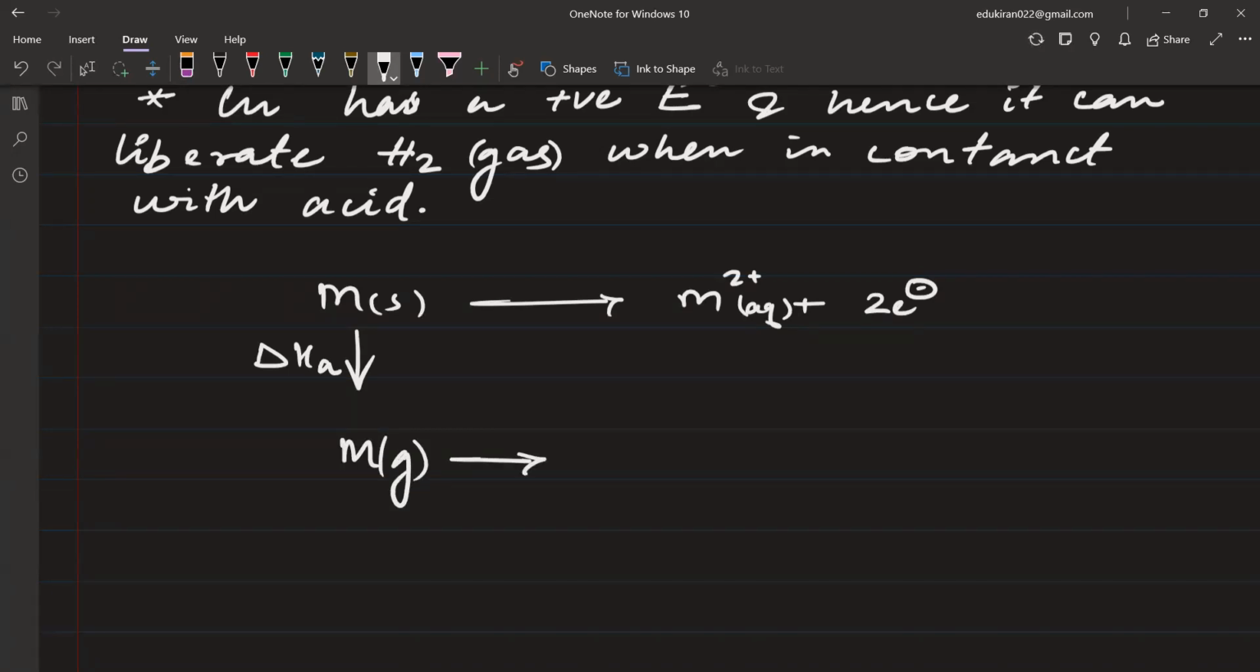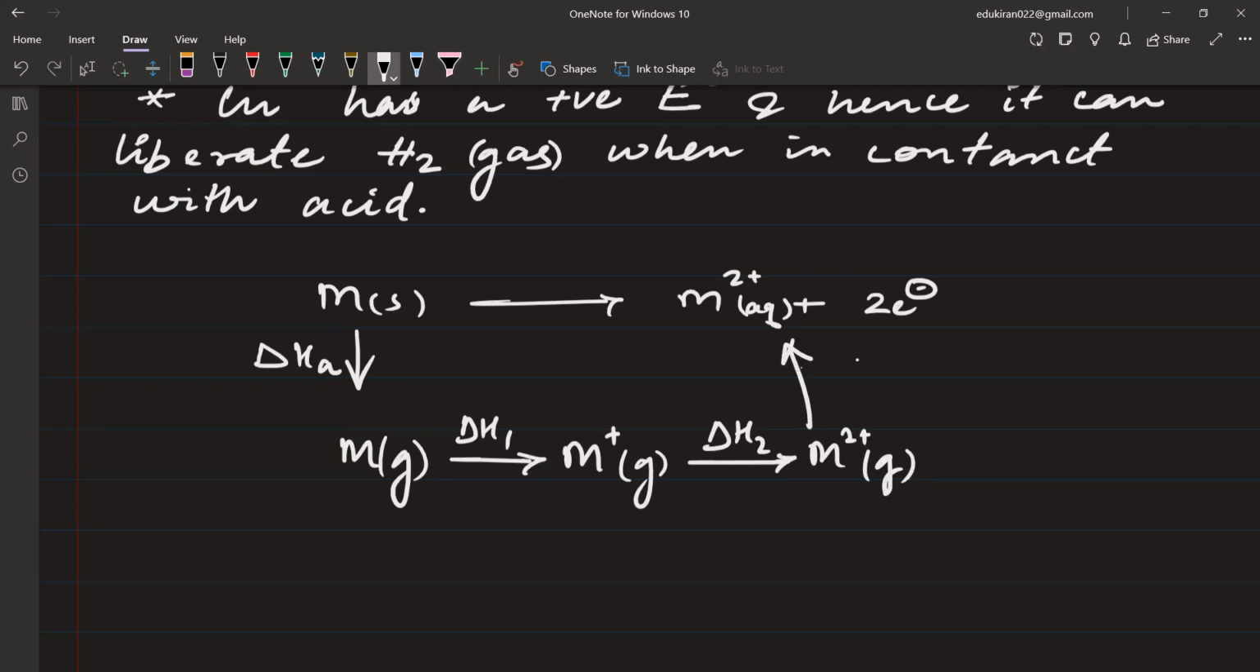Once you get metal gas, you are going to do delta H1. First ionization enthalpy, that will be M+. Okay, then you are going to do what? This is still gas. Again another second ionization enthalpy, delta H2. Then you are going to get M2+. This is still gas. Then you are going to hydrate it. Delta H of hydration. And then you are going to get the aqueous solution.